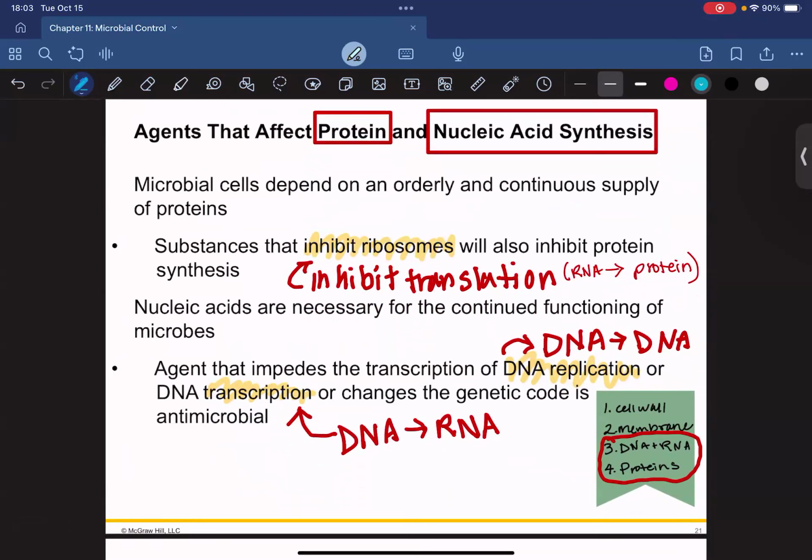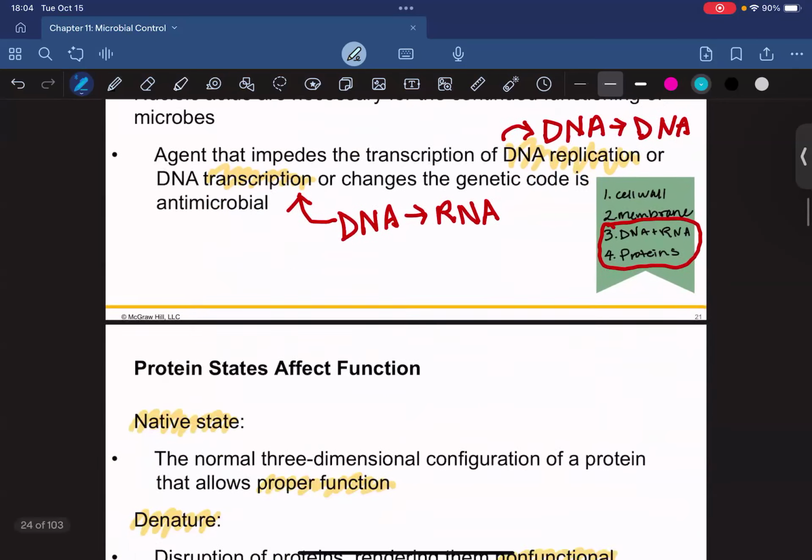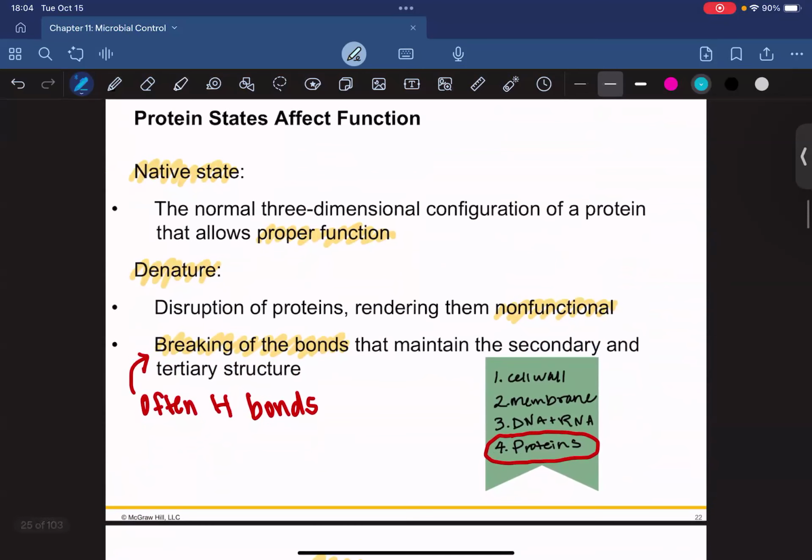But then we have agents that impede transcription or replication. DNA replication is making copies so you can make new cells, and transcription is taking your DNA to RNA, which you have to do in order to make proteins. So if you target any of those steps, you can stop the cells at least from growing and creating new colonies, and potentially kill them.